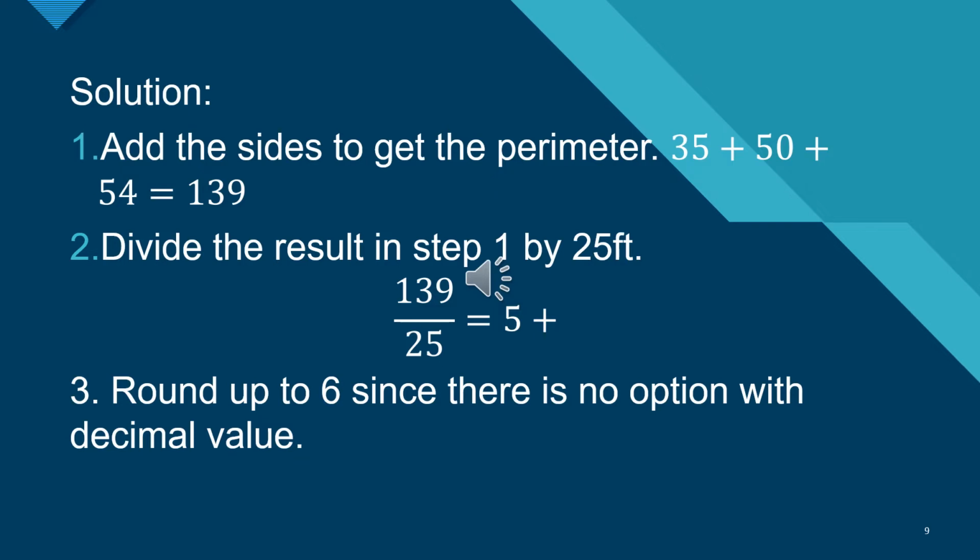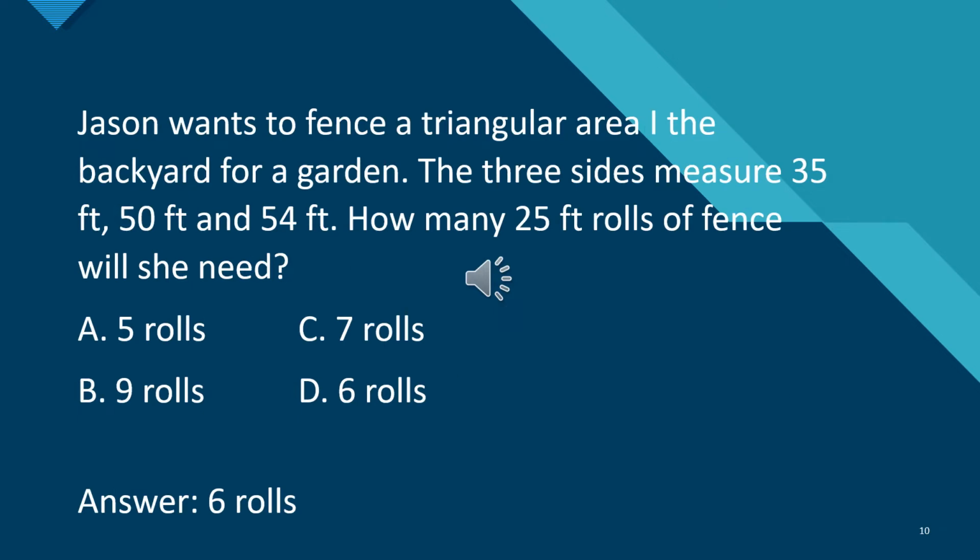So 139 divided by 25, we get 5 point something, or 5 plus a decimal value. But since there is no option in our choices with a decimal value, we need to round this up. Rounding this up means we add 1, and that should give us 6. And practically there's no such thing as 5 point something rolls of fence, no? So we just need to round this up. Thus, the correct answer is letter D, 6 rolls. So Jason needs 6 rolls.